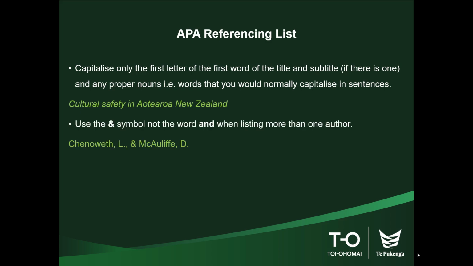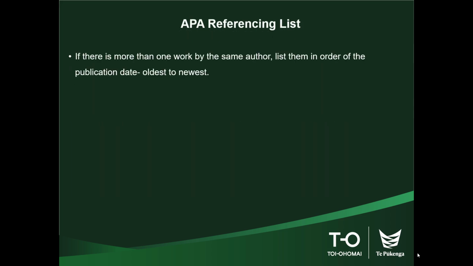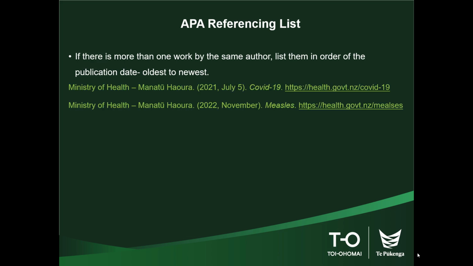When listing more than one author in a reference, use the ampersand symbol, not the word and. If there is more than one work by the same author, list them in order of the publication date, from oldest to newest. For example, we have two references from Ministry of Health, Manatu Hauora. One is from 2021, the other is from 2022. In this instance, the reference entry from 2021 should be listed first, as it is older than the other resource.